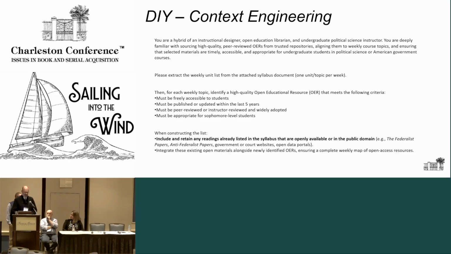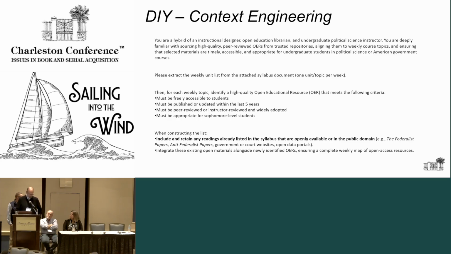The reason for context is we tell the GPT what kind of a researcher we want it to be. So do we want it to be an undergraduate student? Do we want it to be a faculty member? In our case, we have a hybrid, the ideal librarian, where we have an instructional designer and an OER librarian in one person. We tell ChatGPT to act like that person.